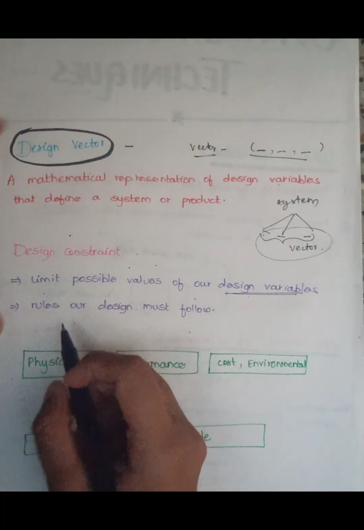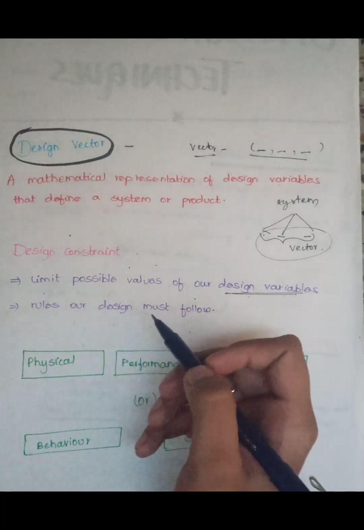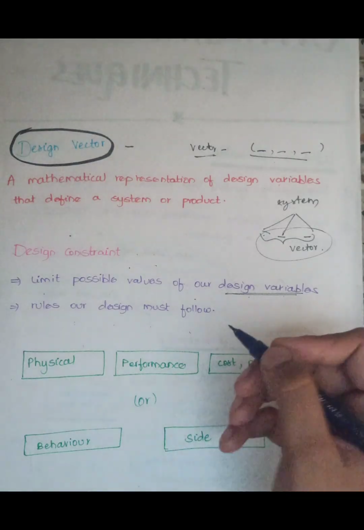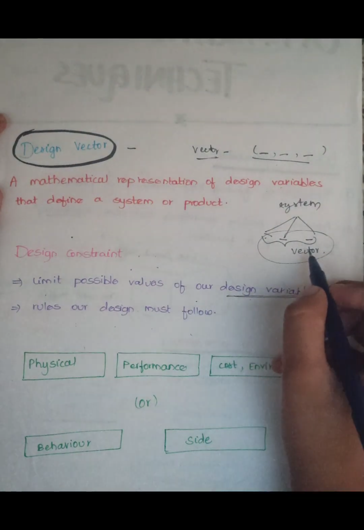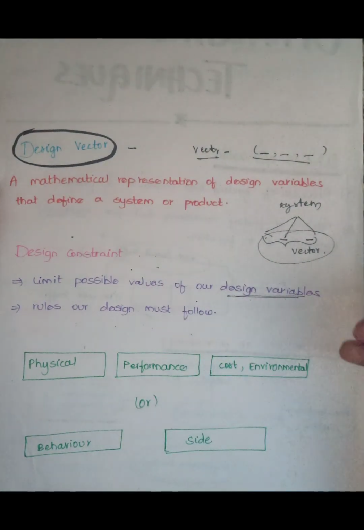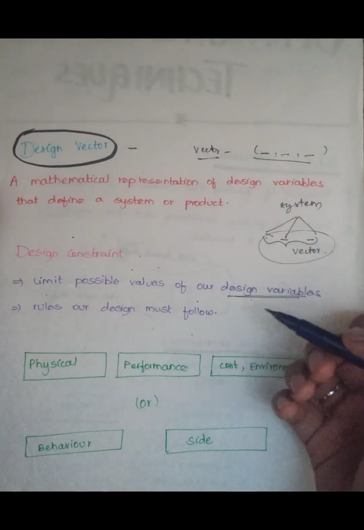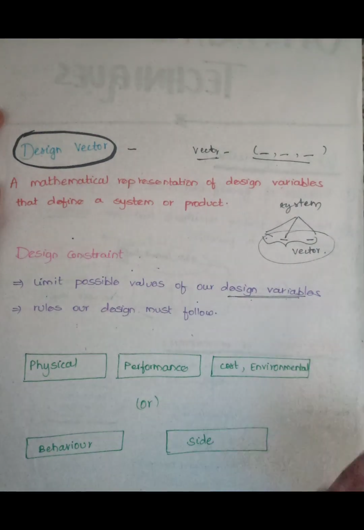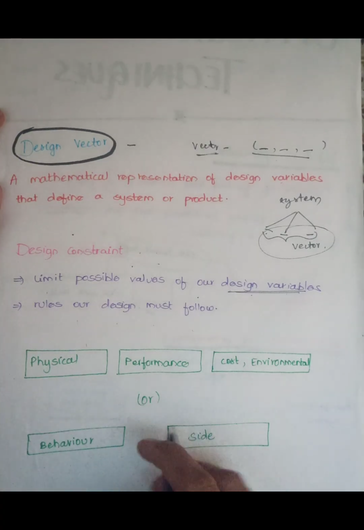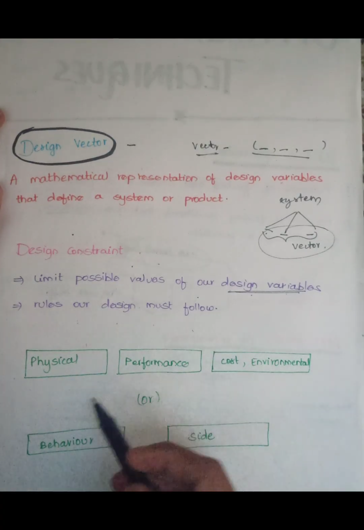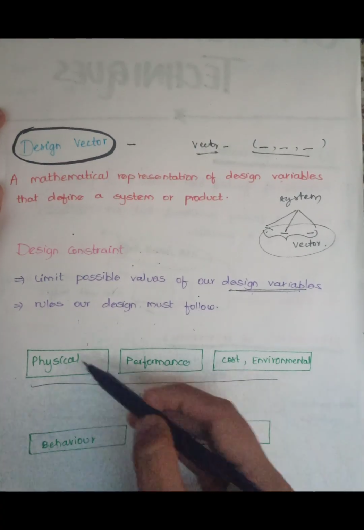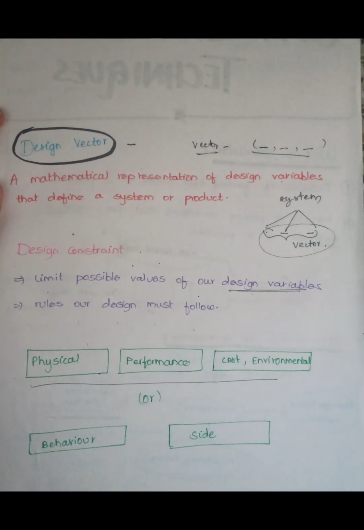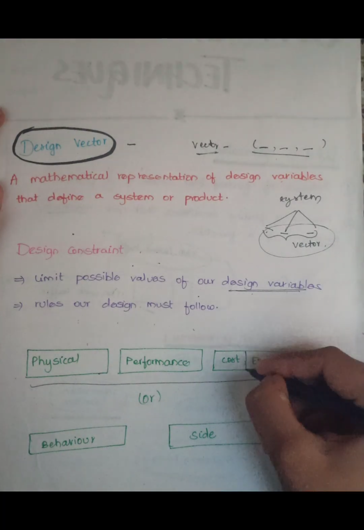The next thing is that they are rules our design must follow. This gives us rules, like what rules the design variables must follow, like to what extent the design variables can be extended and what are the rules to be followed by our design. So these are the types of design constraints. The four basic types are physical constraints, performance constraints, cost constraints and environmental constraints.